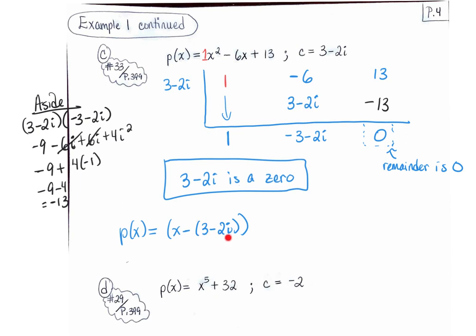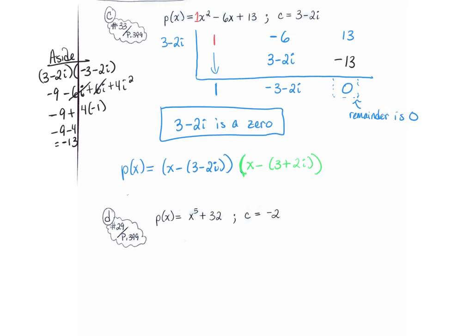But because you know this is a complex number, whenever you have a complex number is a 0, you also know its complex conjugate is a 0. That we learned whenever we talked about complex numbers. So that means the extra information is that you have this times x minus the quantity 3 plus 2i. That's the complex conjugate. Okay? All right. So that's how you completely factor this polynomial in C.